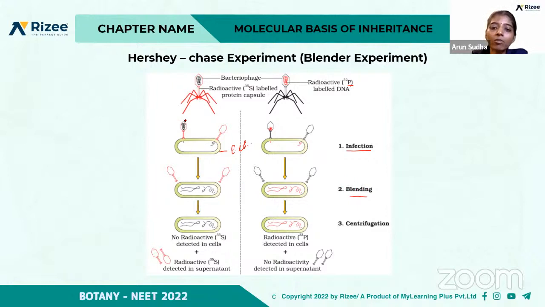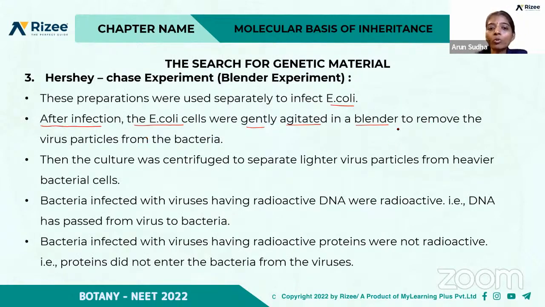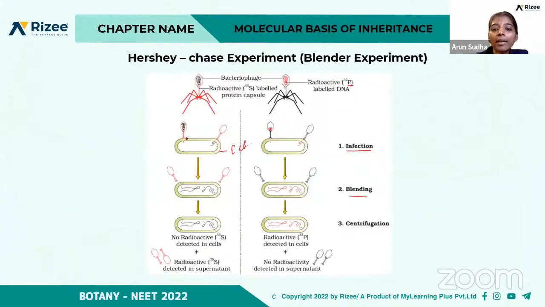After infection, the nucleic acid enters into the E. coli, right? Only the nucleic acid enters. Outside, the protein coat will stay outside. These are all protein coat, protein capsule. So what is the role of the blending now? To remove the virus particles from bacteria. Whatever is lying outside, these are the virus particles. By blending, these virus particles will be removed.